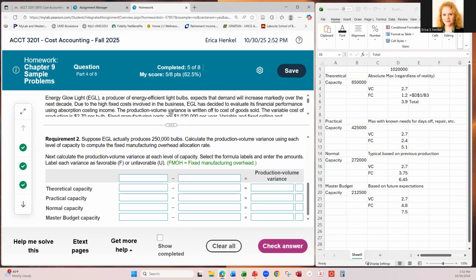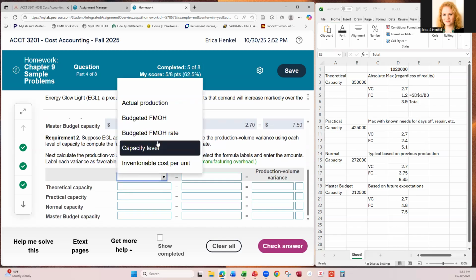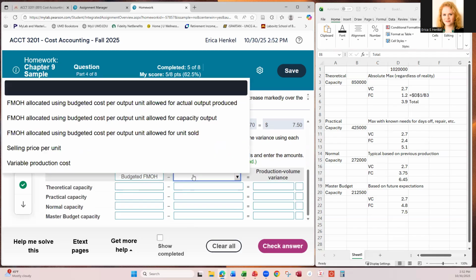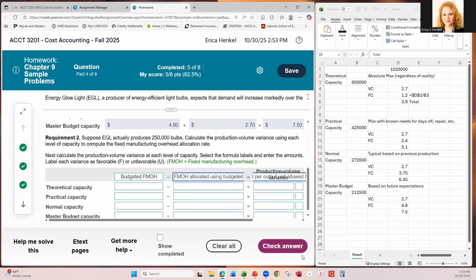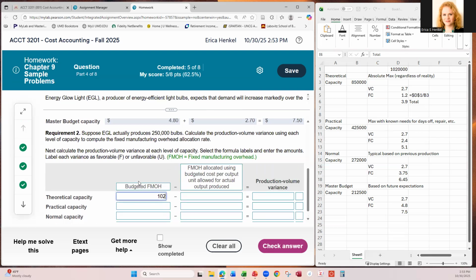All right, so now they want us to look at what is the production volume variance. So we're going to take that budgeted amount of our fixed manufacturing overhead and we're going to subtract out what would be allocated here using the budgeted cost per output unit for the actual output produced here. Okay, so the first one. Okay, so our budgeted amount is the same. That's the 1,020,000.